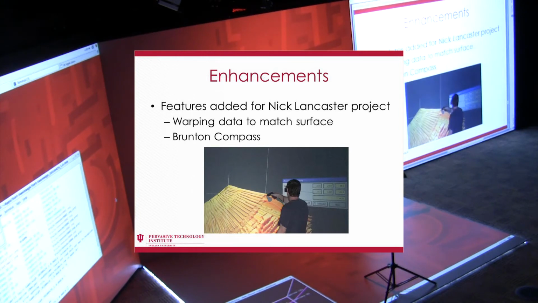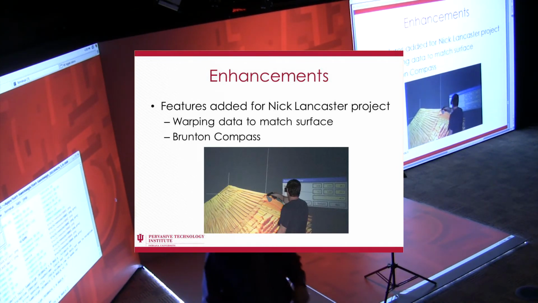And so in order to kind of better represent that again, some features were added to rewarp it. And then the Brunton compass is this dialog in the background, which is kind of like the measurement tool we saw in the sample, where you get the slope of the surface and the compass value, the orientation. And I think that's probably it.